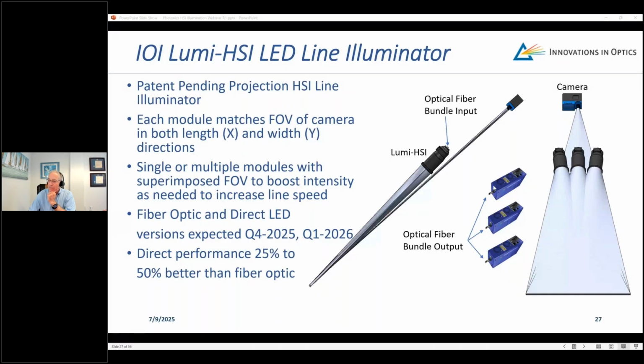So a fiber optic illuminator, round or square, goes to a line over here, which is imaged. So each module is imaged under the full width of the field of view of the camera. So you could use one or more modules. If you want to increase the intensity, boost the line speed, you just add more modules. But one module will suffice and give similar performance to the first system we talked about at a reduced cost.